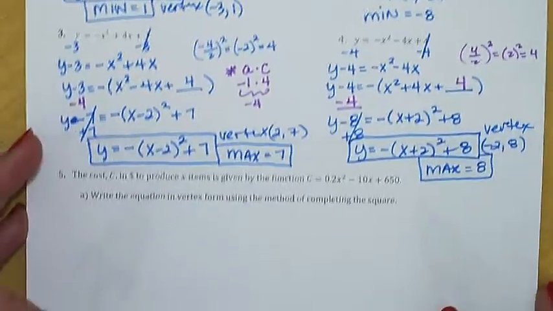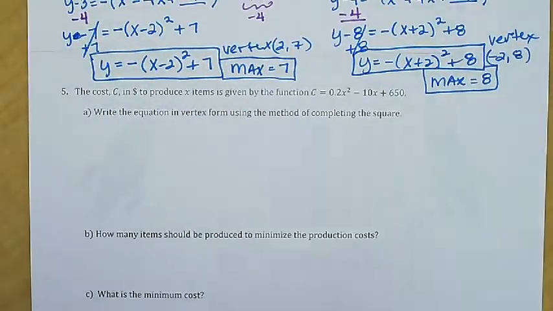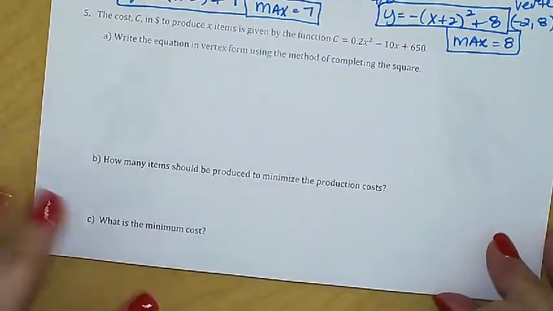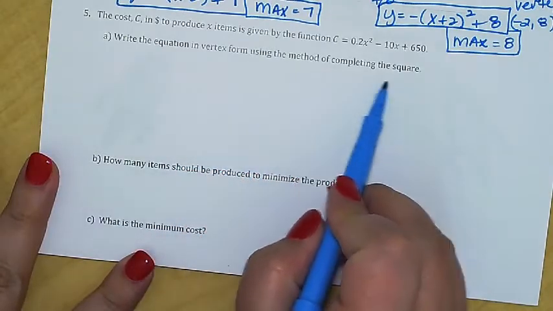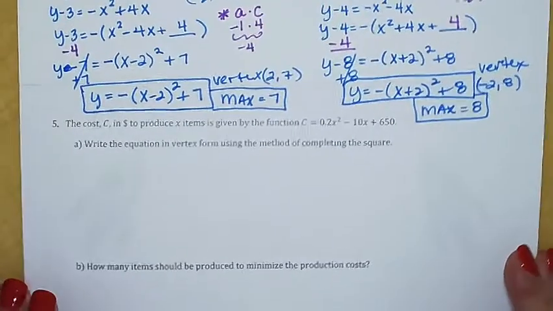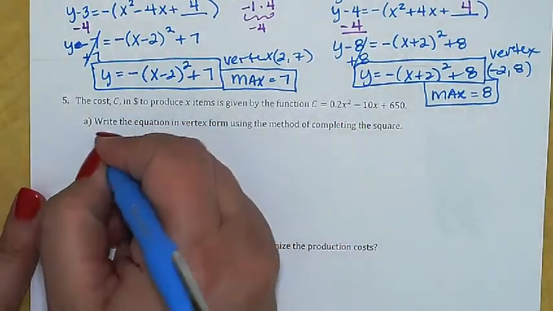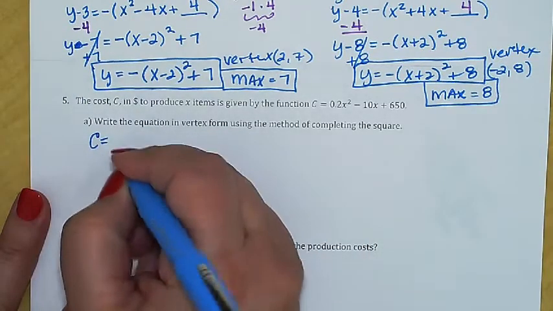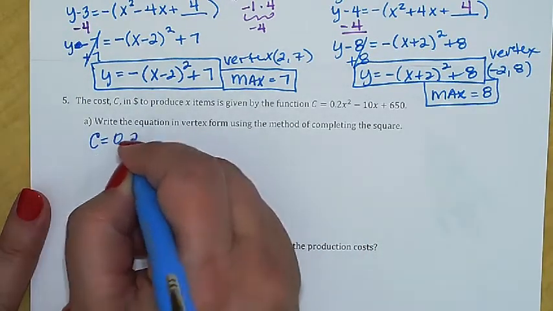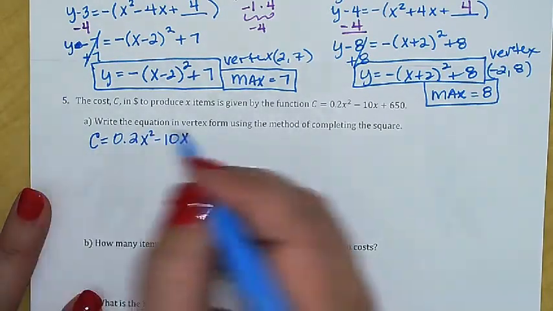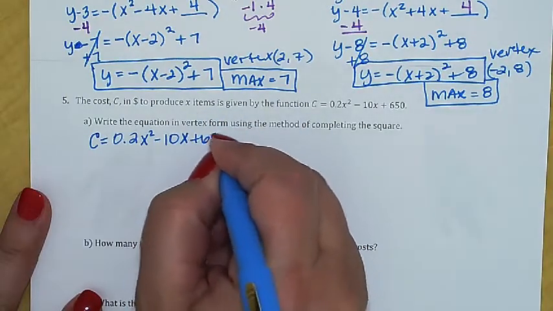All right, let's try it here with a word problem then. If you look at number 5, the cost C in dollars to produce x items is given by that function there. We want to write the equation in vertex form using the method of completing the square. So we're going to do exactly what we did in these previous problems, but we're doing it with a word problem. So this is our equation. We've got the cost is equal to 0.2x squared minus 10x plus 650.